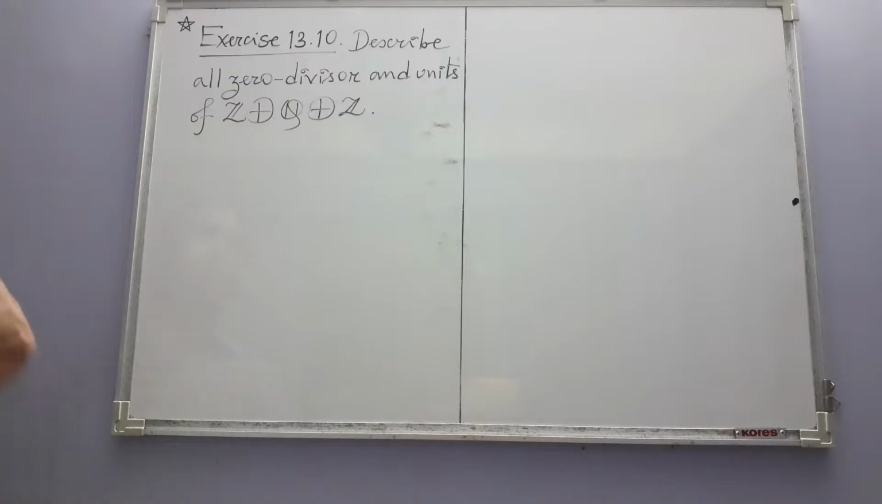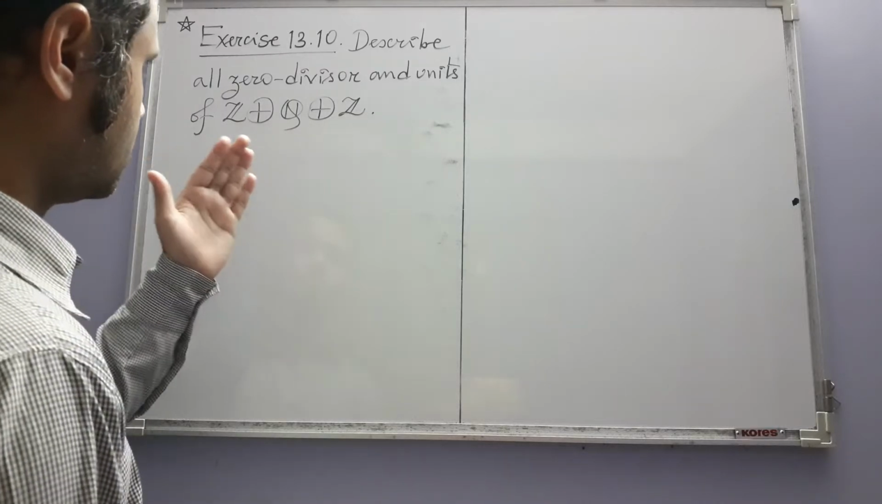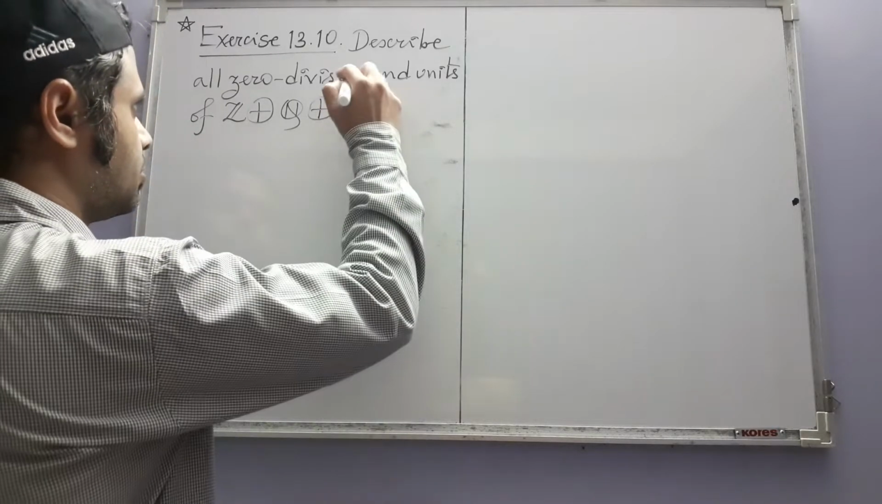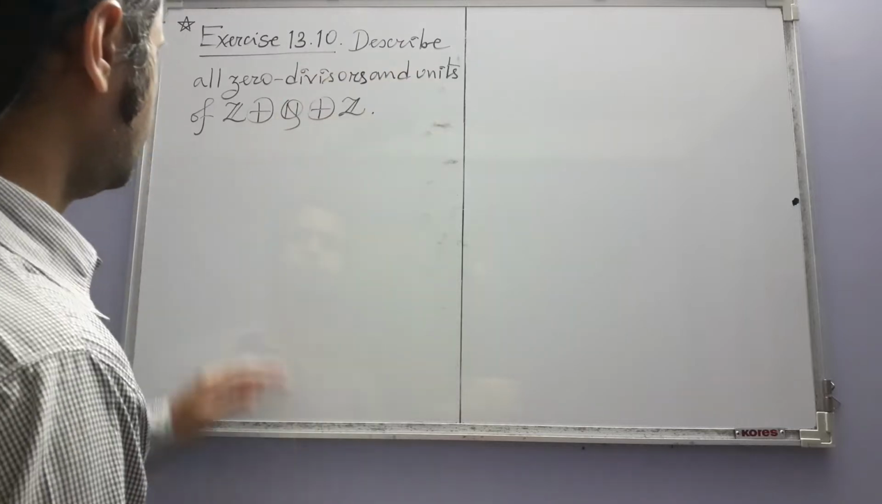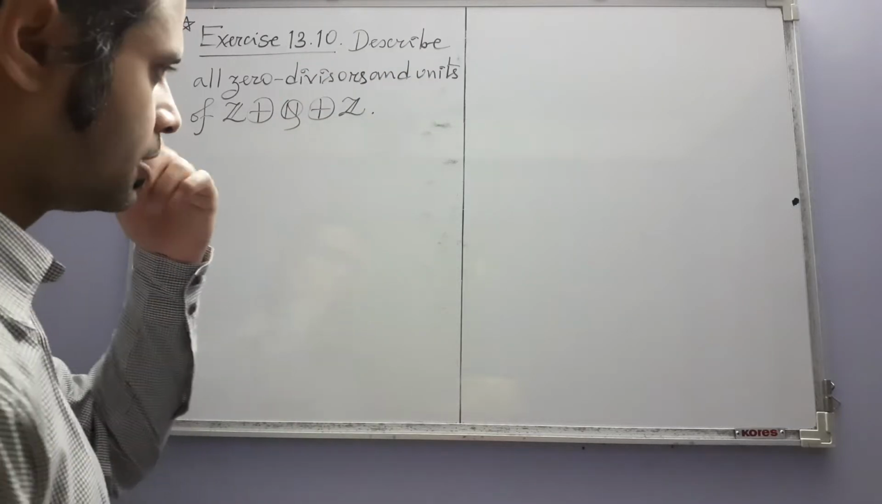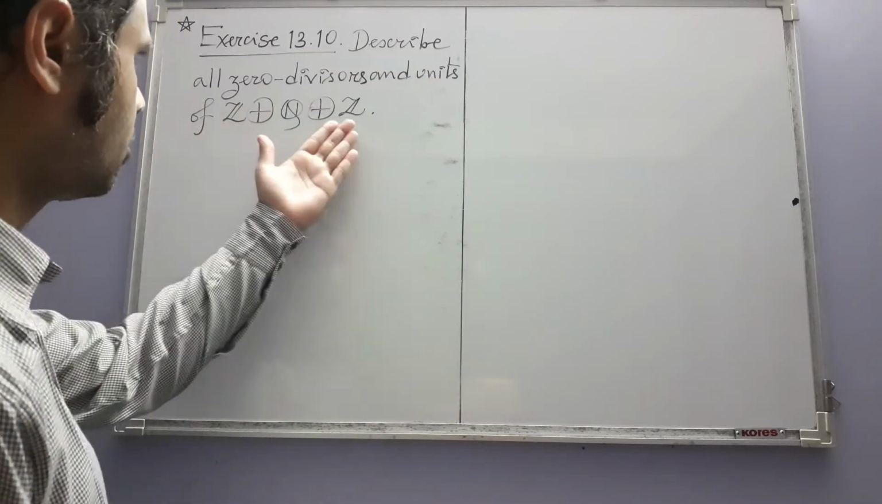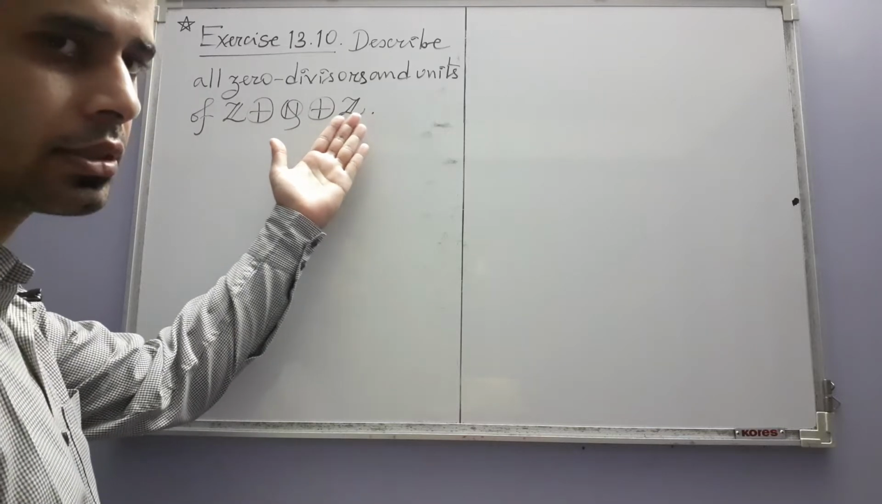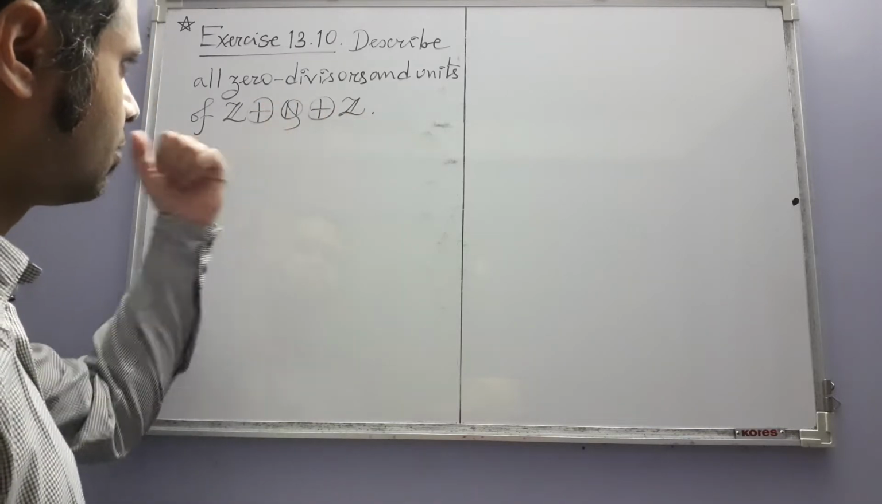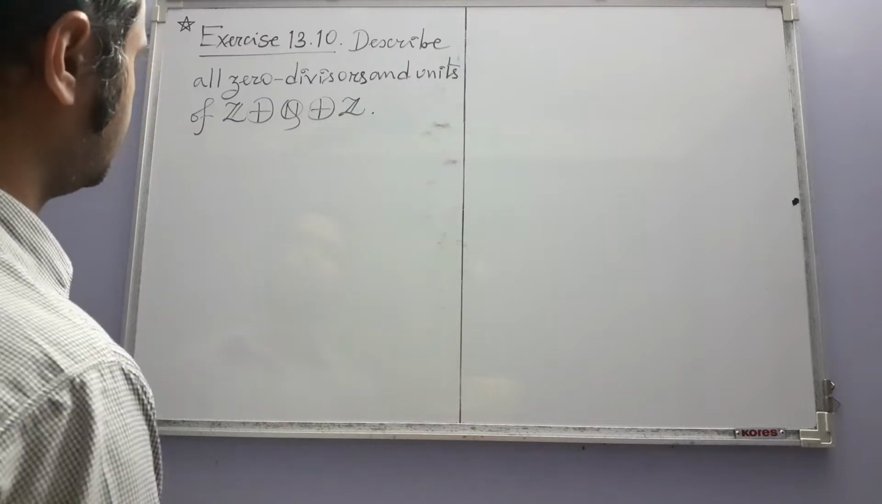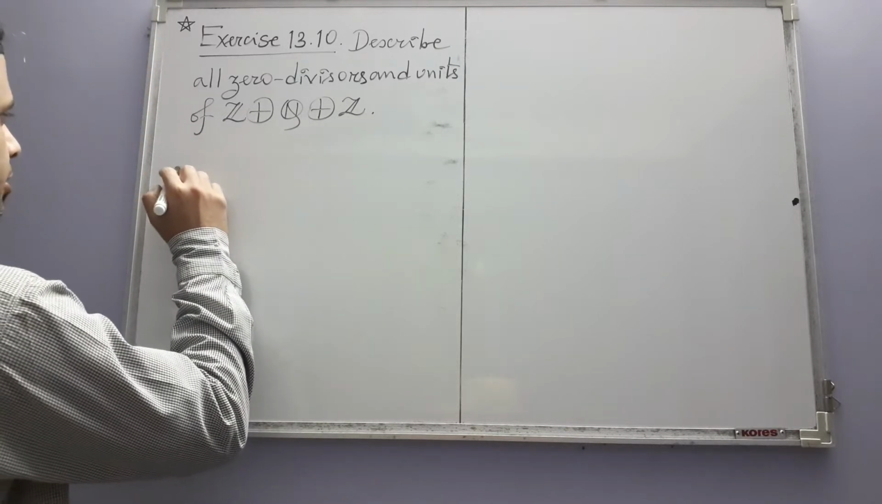Here we have to describe the zero divisors and units of this ring, which is the direct sum of two copies of the ring of integers and one copy of the field of rational numbers in this manner. Okay, so let us see.